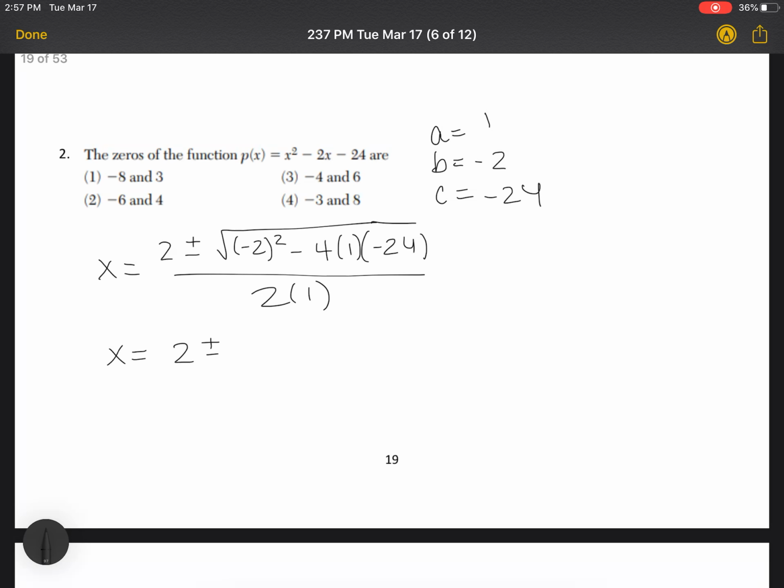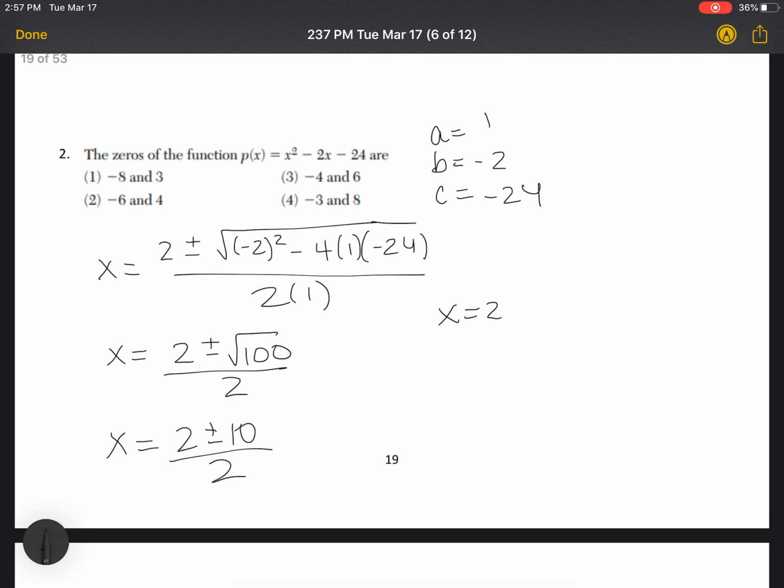Once you evaluate what you get under the square root symbol, it is the square root of 100 divided by 2. The square root of 100 is 10, so we can change that to plus or minus 10 divided by 2. And then finally, we're just going to split those up. One gets the plus, one gets the minus.